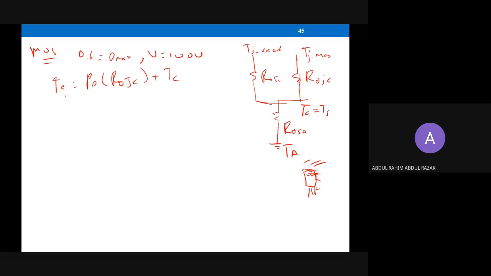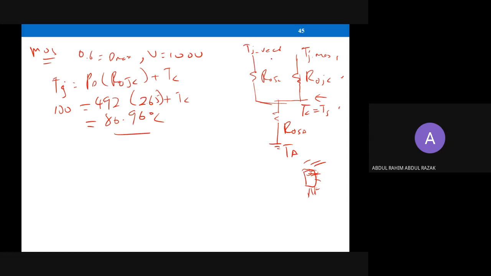TJ is equal to, so 100 is equal to the PD, we got 4.92, times RJC 2.65, plus TC. So you got your TC is 86.96 degrees C. So this is your TC. So you have your MOSFET, you have your RJC, you have your TC.